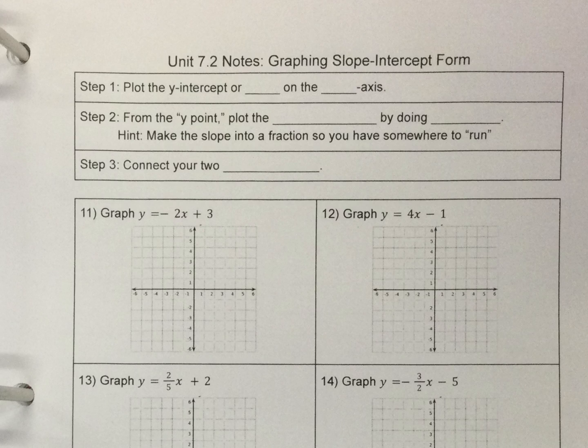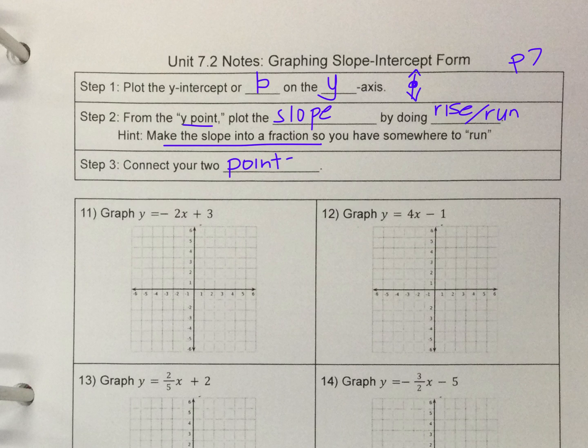All right, today we're going to look at equations and plot the graph. Step 1, we plot the y-intercept, or the b. This is page 7. On the y-axis, that means we're going to put a dot on the up and down line. From the y-point, we plot the slope by doing rise over run. Make sure the slope is a fraction, and then you'll just connect your 2 points.